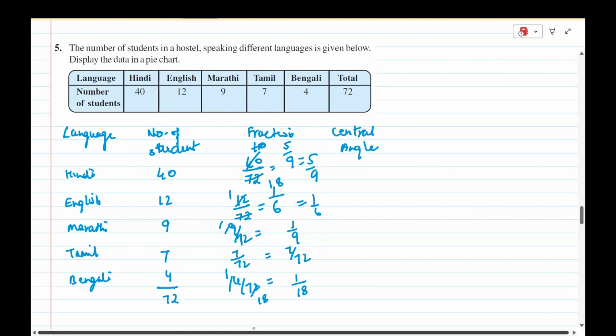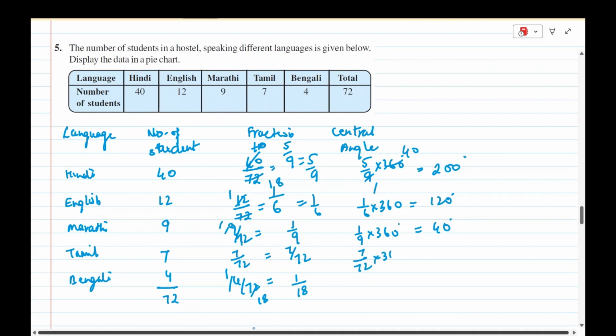How to calculate central angle? That is fraction into the total degree. So we can do the cutting. 9 ones are 9, 9 4s are 36. So 5 4s are 20. It is 200. Next one is 1 by 6 into 360. So it is 60 degree. They are angles, so we need to put degrees. Then next one, 9 4s are 36, which is 40 degree.